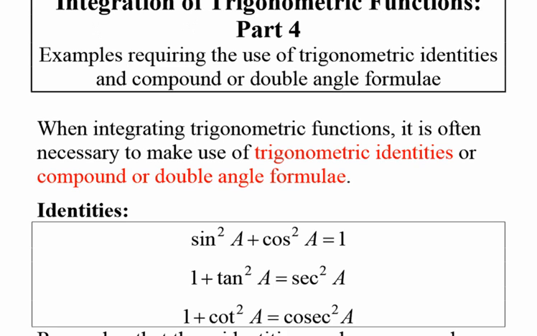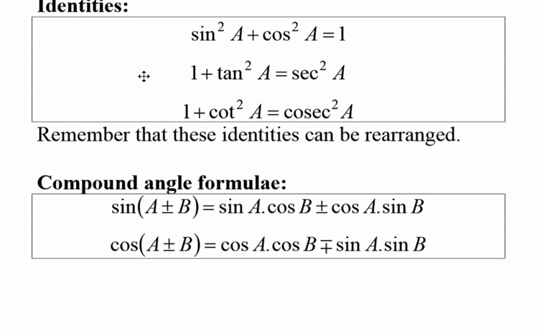Alright, so let's go through some of our identities that we did last year, that you did in grade 11. They're all your squared identities. And then remember that they can be arranged. So for example, if I've got 1 plus tan squared of an angle is sec squared of an angle, then tan squared of an angle will be sec squared of an angle minus 1. So you need to remember they can be rearranged.